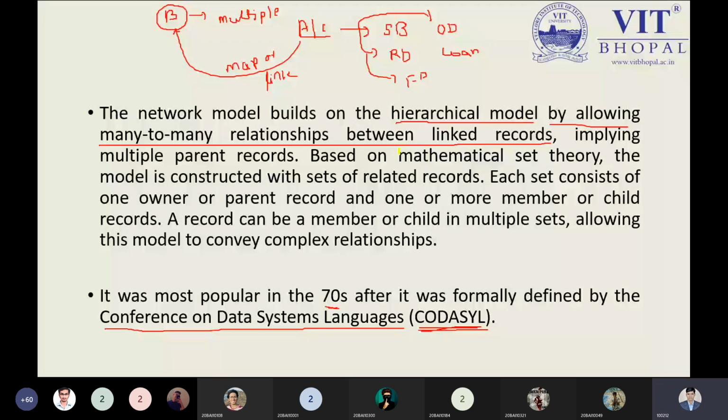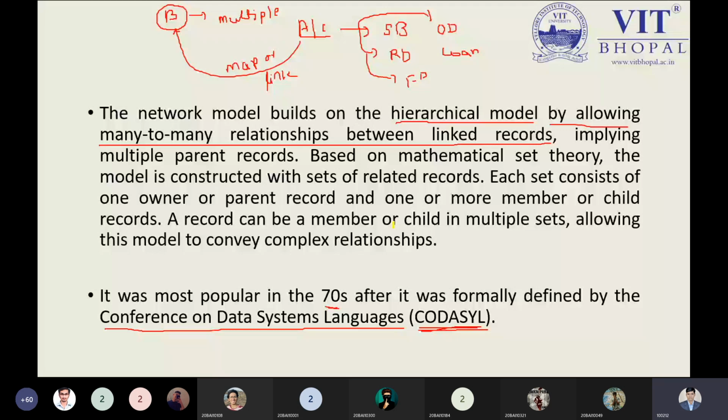So based on mathematical set theory, the model is constructed with a set of related records, and each set consists of one owner or parent record and one or more member or child records. So a record can be a member or child in multiple sets, and this allows the model to convey complex relationships. Definitely, we have to understand this point.